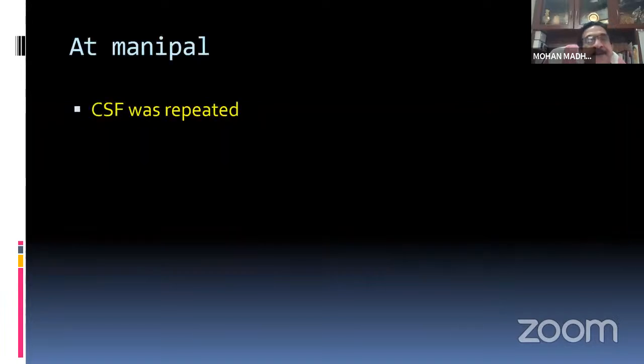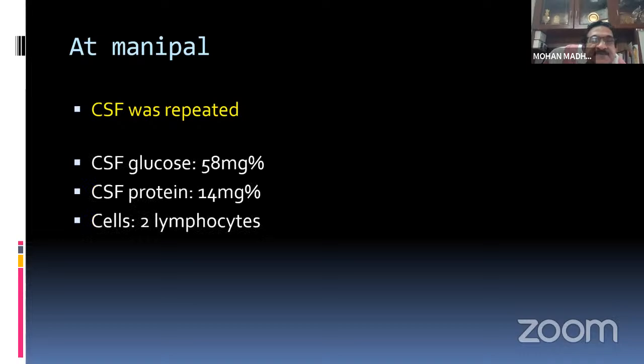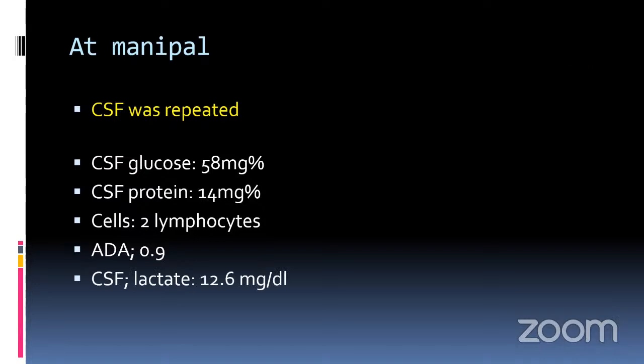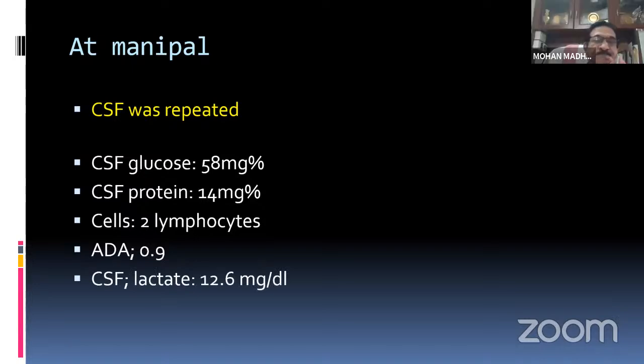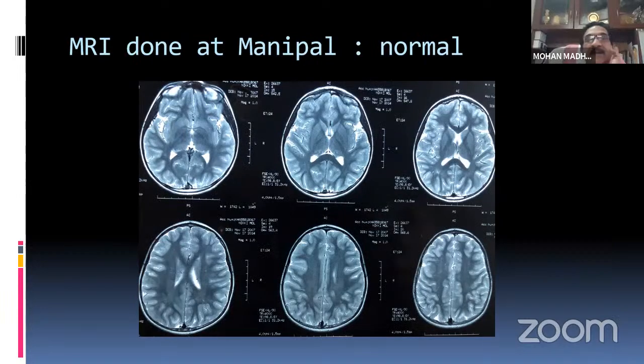At Manipal, sir repeated the CSF, which showed protein of 14 and two cells, lymphocytes. Protein was initially also normal, this time also normal. Initially lymphocytic pleocytosis was there, which is much less now. ADA level was 0.8. CSF lactate was 12.6. This was the finding. The MRI done at Manipal was repeated again, and that was normal.